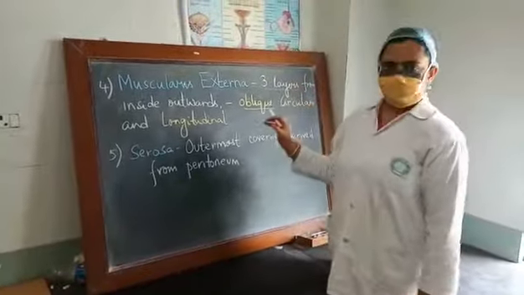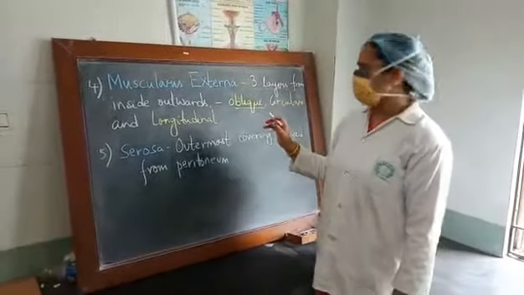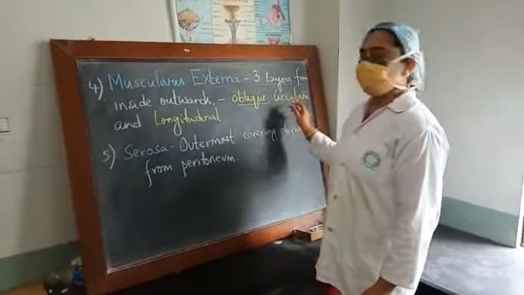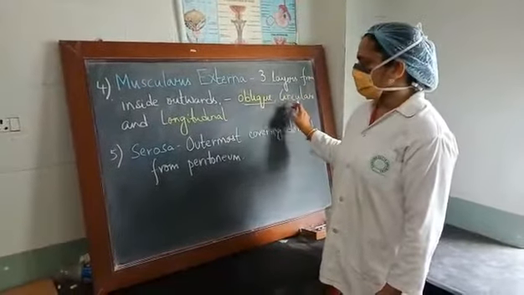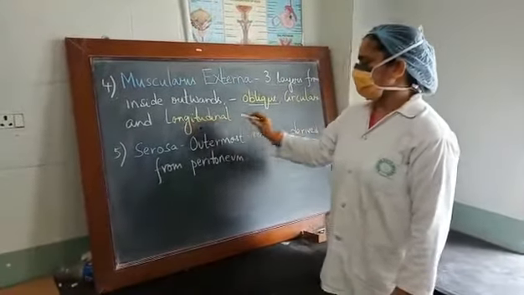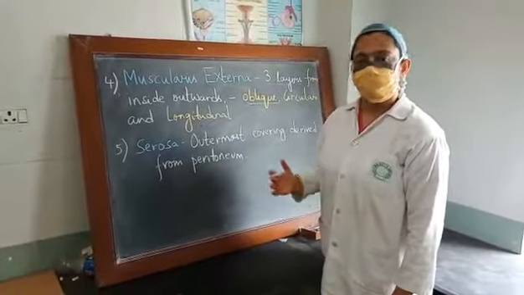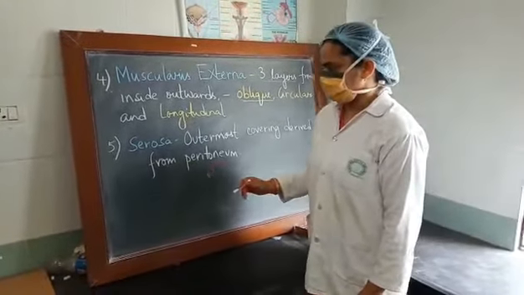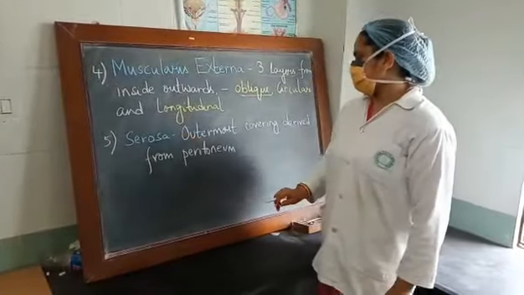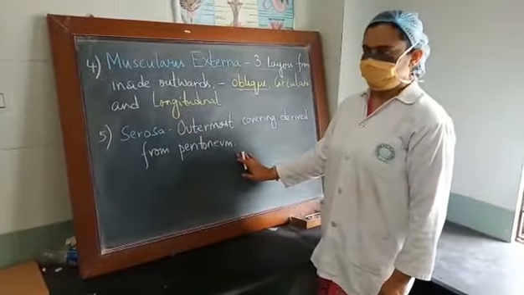The middle circular layer mostly helps in retention of the food inside the stomach until digestion is complete, and the outermost layer is the longitudinal layer, which mostly helps in propulsion of food. The outermost layer is serosa, derived from peritoneum.